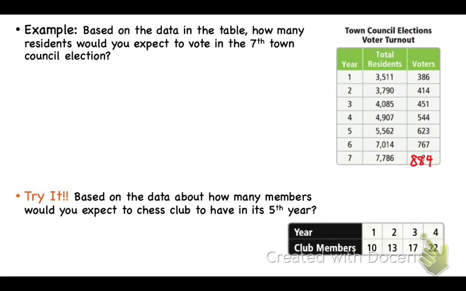Cody, what do you think? It's 884 because every year the voters go up 114. But that one didn't, 555 to 623 isn't. But we're not totally off, right? So 884, would you guys say that's pretty good?